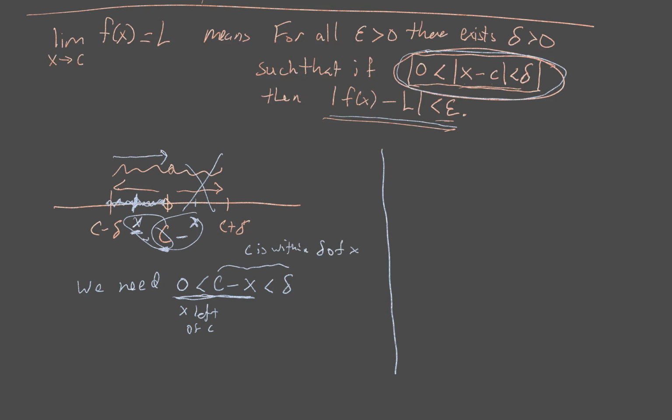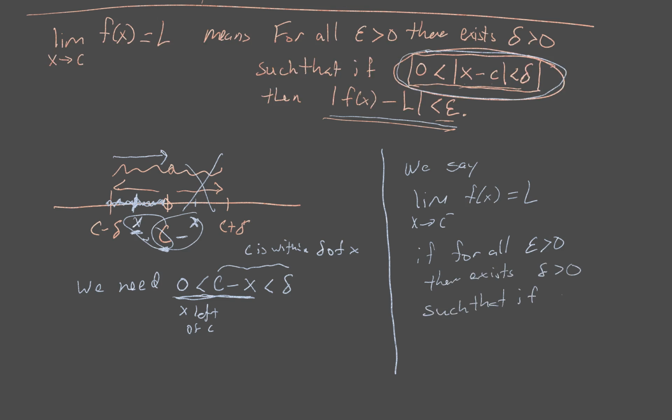Okay, so our left-hand limit is going to read very similar to this. We say the limit as x approaches c from the left, f of x equals L, if for all epsilon bigger than 0, there exists delta bigger than 0 such that if 0 is less than c minus x is less than delta, then the absolute value of f of x minus L is less than epsilon.